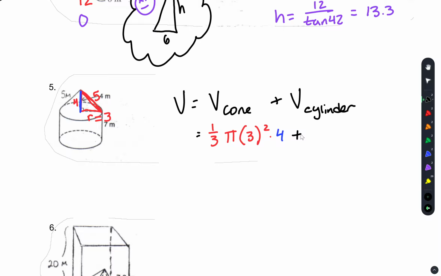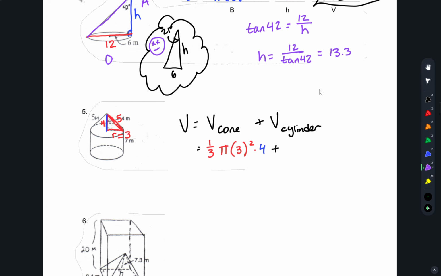Plus, now I'm going to look at the cylinder. The radius of that cylinder is still 3. The formula for a cylinder, base times height, because it's a prism, is pi r squared times height. The height of this cylinder, though, is 7.